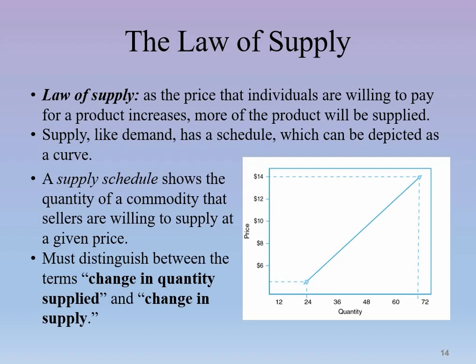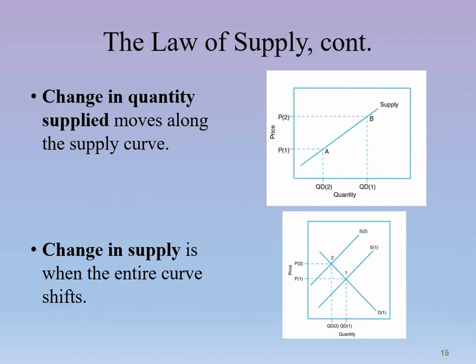as a curve. A supply schedule shows the quantity of a commodity that sellers are willing to supply at a given price. You must distinguish, like you did with the law of demand, between the terms change in quantity supplied and change in supply. So again, we look at this further on the next slide.